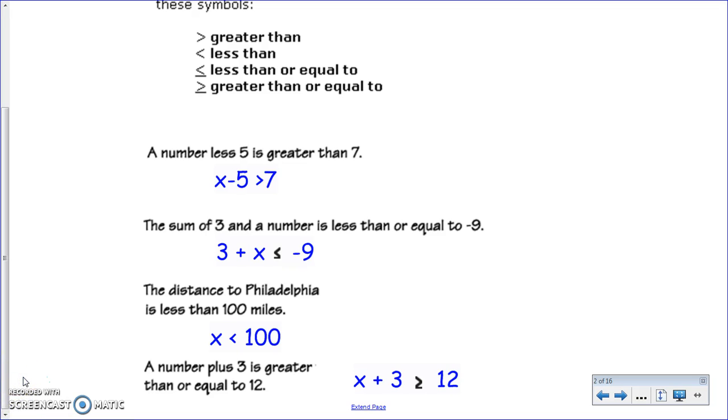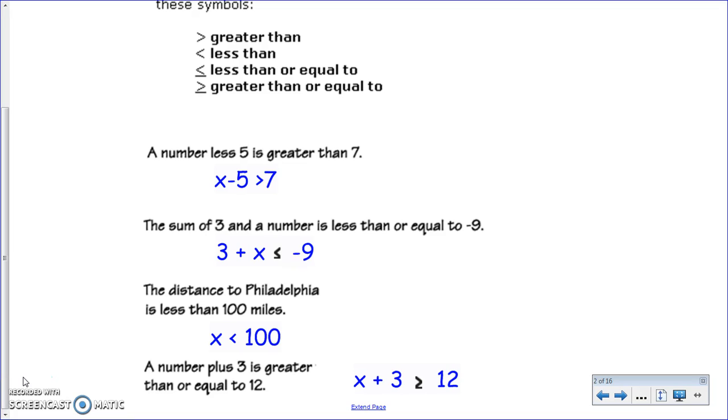For the next one, we have a sum of 3 and a number is less than or equal to -9. So we have 3 plus x, which is our variable, and then you can see the less than or equal to symbol, and then the -9. It could also represent things like the distance to Philadelphia is less than 100 miles. We have x as our variable, and x is less than 100.